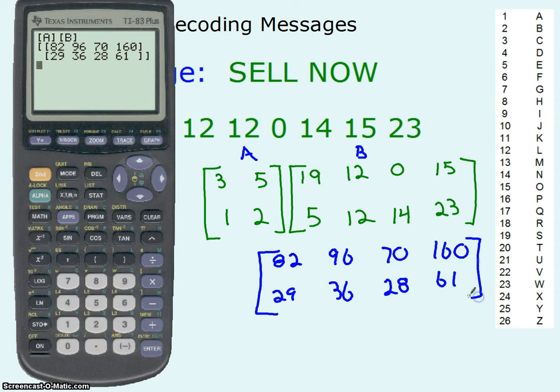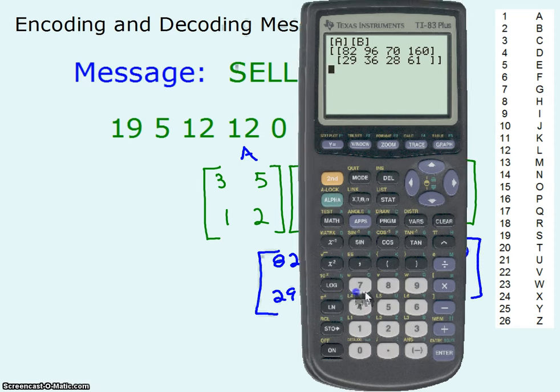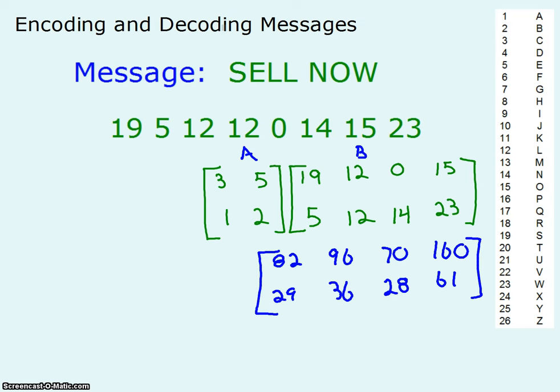So I can send these numbers out, and nobody's really going to understand what all those numbers mean. They just seem to be random numbers. But the person that receives this knows I used this matrix to multiply. That's going to be the key right there. I used that matrix to multiply this.